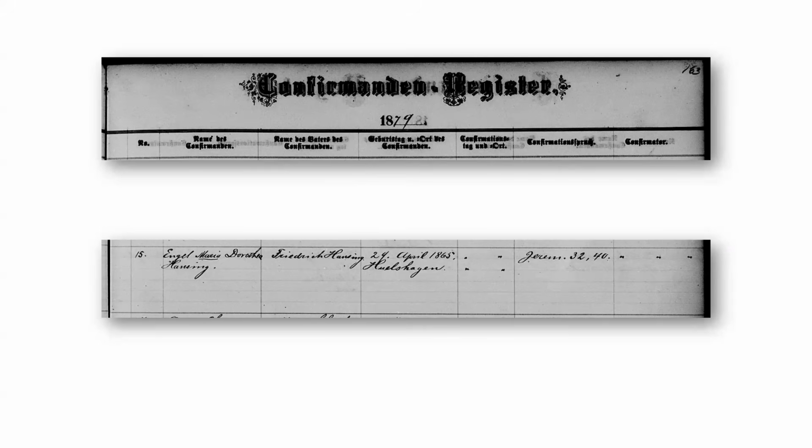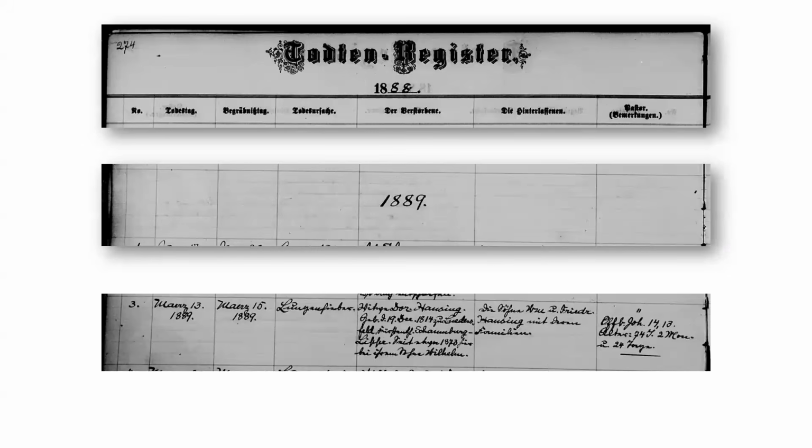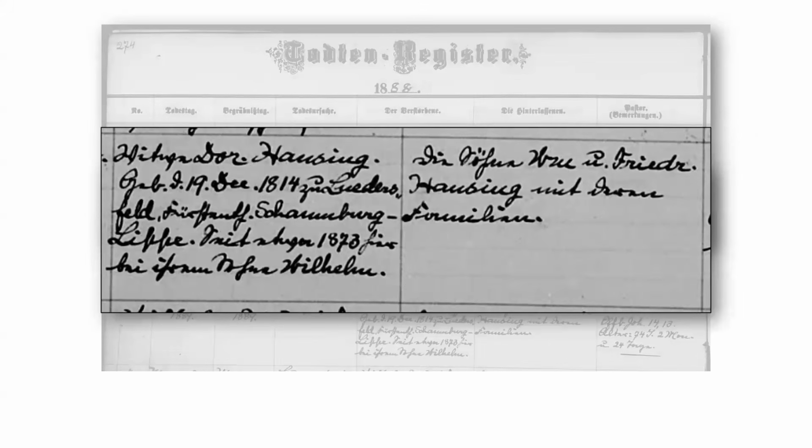This is the confirmation record for the daughter, Engel Maria Dorothea Hansing, who was born in Germany in Hushagen, 24th of April, 1865. And then the record for Dorothea, which we believe is the mother, is a death record. And here we see more information than what we can provide in the GIACR book. We can see that she was a widow named Dorothea Hansing, abbreviated DOR period. It gives her birth date, 19th of December, 1814, which is really close to the estimated birth date from the census, which based on her age was about 1815.